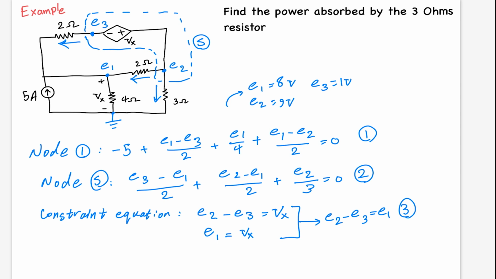So the question asked us to find the power absorbed by the 3 ohm resistor. For the power of the 3 ohm resistor, the formula we have is V squared over R. V here will be E2. So it will be E2 squared over 3, which will be 9 squared over 3, and it is equal to 27 watts. So we found the answer for this question.